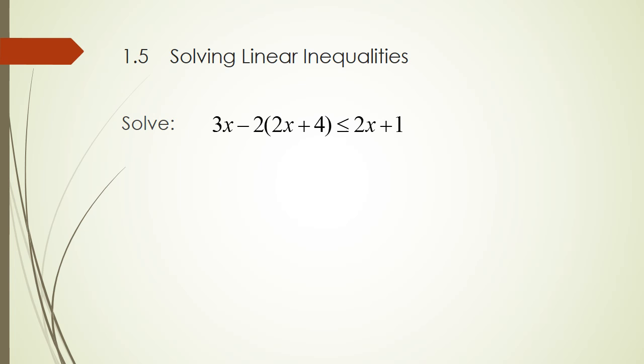Okay, let's solve this linear inequality. Before you pause the recording, let me remind you, the rules still apply: distributive, associative, commutative. The only difference is that little rule about multiplying both sides by a negative number. If you multiply both sides by a negative, you must flip the inequality around. Pause the recording, give it a try, and resume the recording to check your answer.